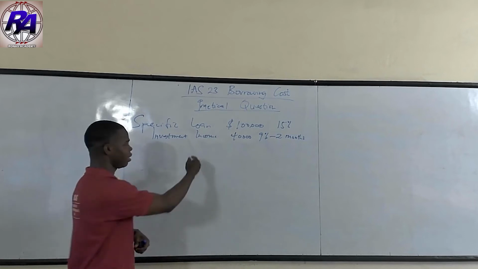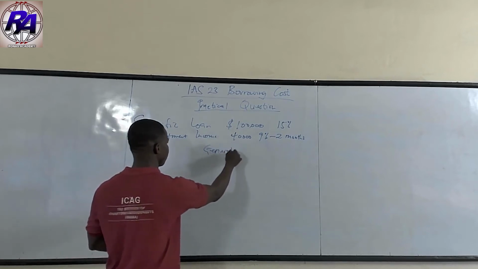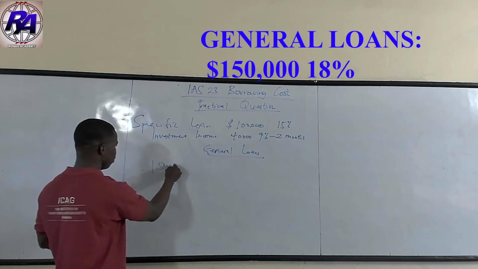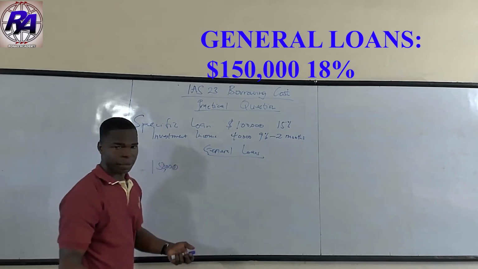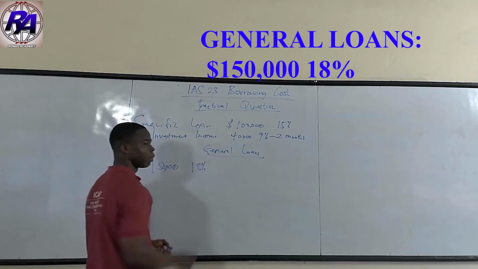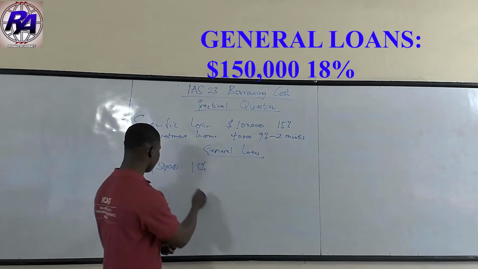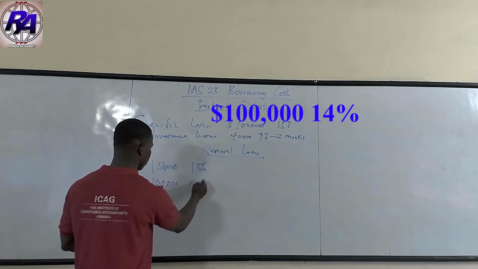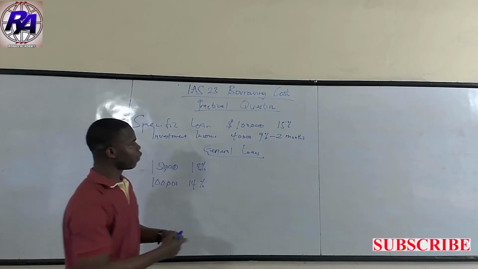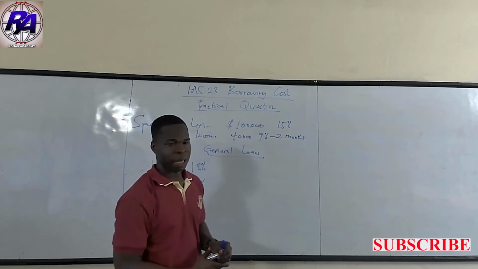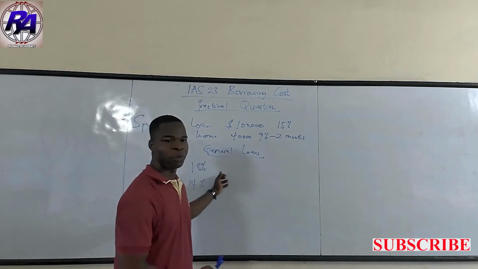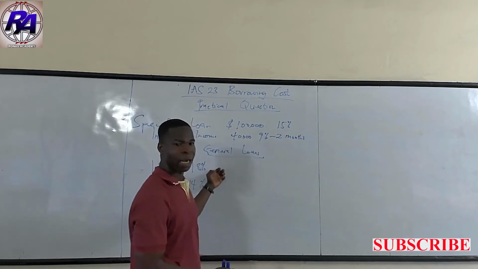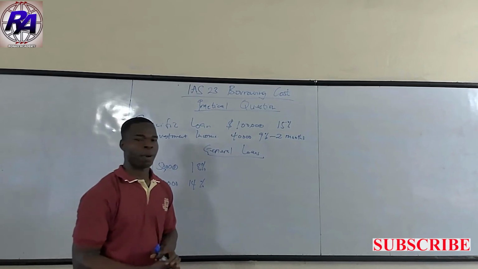We were also told that there was a general loan. The general loans: a $150,000 loan with 18% was obtained, and a $100,000 loan with 14% was also obtained. Now, what percentage are we going to use in computing the borrowing cost under the specific loans? And what percentage are we going to use under the general pool of loans? What figure will you calculate the percentage on under the general loans? That is what we are going to look at in this practical question.